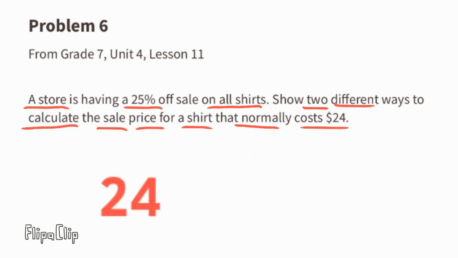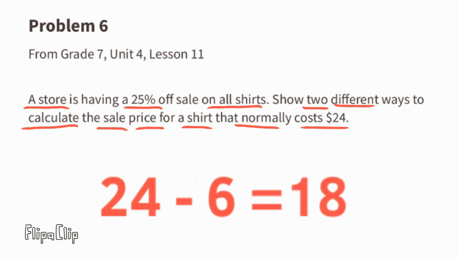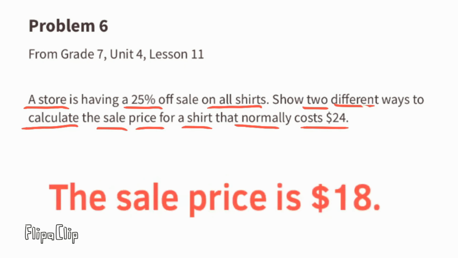we need to subtract 6 from the original price of $24. $24 minus $6 equals $18. The sale price would be $18. Here's a different way to calculate the sale price.